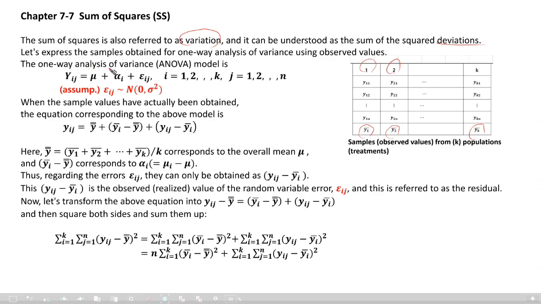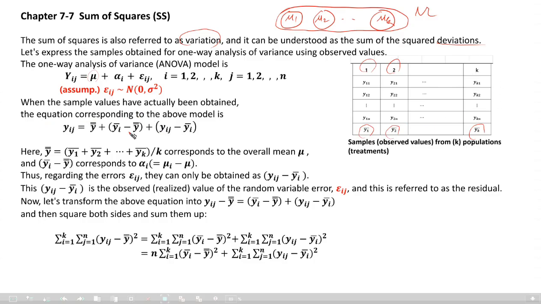The one-way ANOVA model is like this. I introduced it before. Yij equals mu plus, what is mu? There are k population groups with means mu1, mu2, mu k, but the total mean is the grand mean, mu. Mu plus alpha i plus epsilon ij. The assumption is the same.